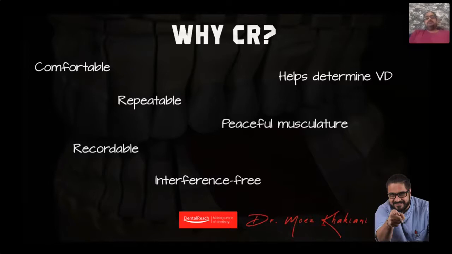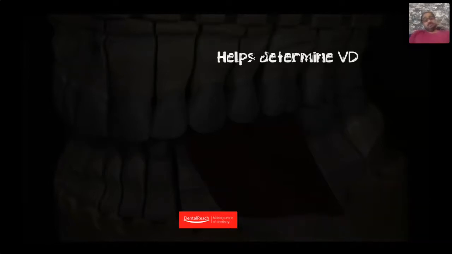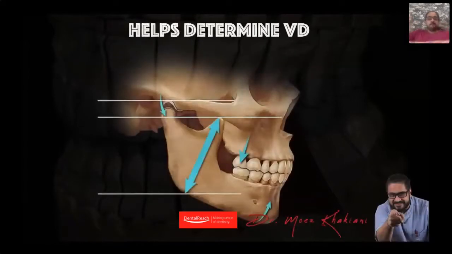How do I determine vertical dimension on the basis of centric relation? Quickly. Look here, this is a patient who's in MIP. You can see all the teeth are clenched together, but look at the condyle. The condyle, friends, is out of the glenoid fossa. This means this patient is in MIP and MIP does not coincide with centric relation. Look at anterior teeth, they are edge to edge.